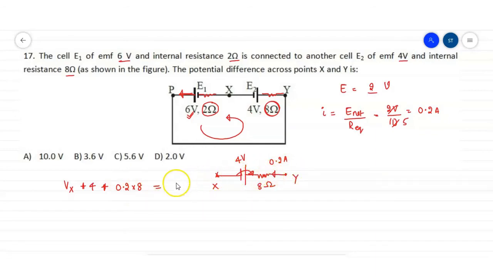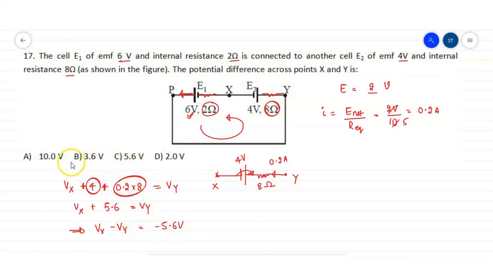After that we are reaching point Y, so this will be equal to Vy. So Vx plus 4 plus 1.6. 4 plus 1.6 will be 5.6, which is equal to Vy. So the potential difference between point X and point Y will be minus 5.6 volts.